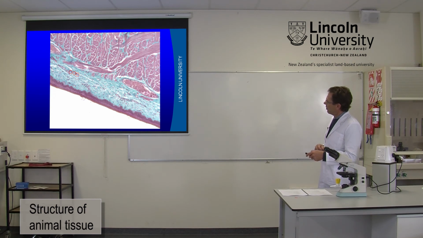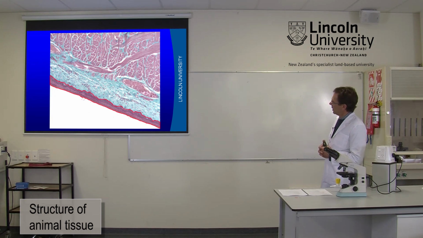And then right down the bottom here we have that epithelial layer, nice dark pink staining cells there, and a nice smooth surface which is the underside of the tongue.